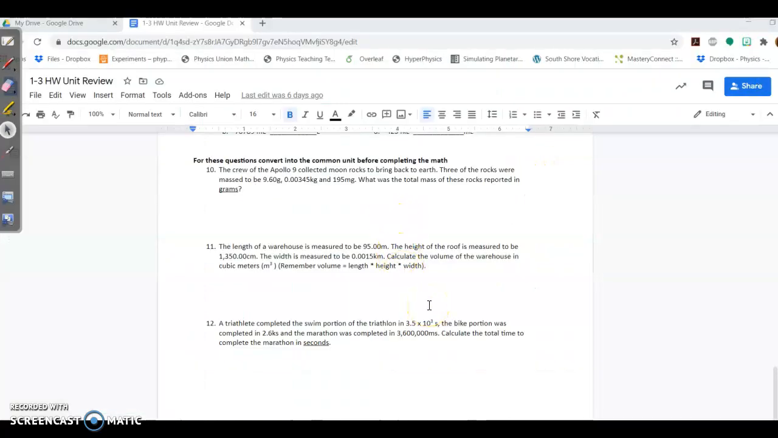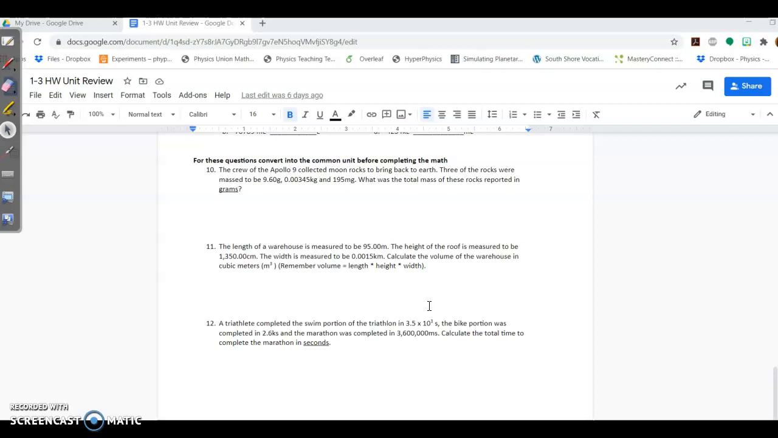All right, let's go back to the worksheet page. And last question is dealing with time. A triathlete completed the swim portion of the triathlon in 3.5 times 10 to the third seconds. The bike portion was completed in 2.6 kiloseconds, and the marathon was completed in 3,600,000 milliseconds. Calculate the total time to complete the marathon in seconds.